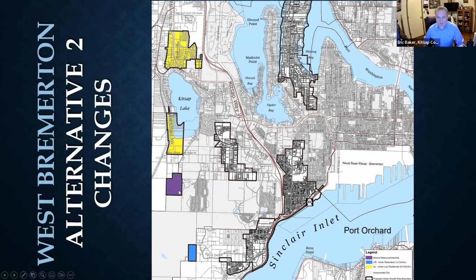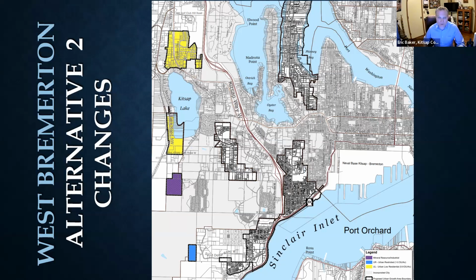And then there at the end of Warner Road, there is a proposal to take what is currently an old rock quarry owned by Uland and turn it into urban industrial. That is a proposal from Uland, and a portion of that proposal is included in alternative two.